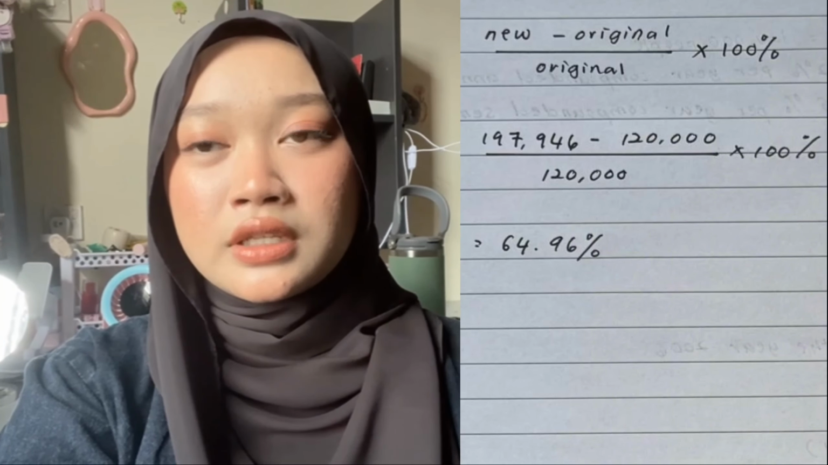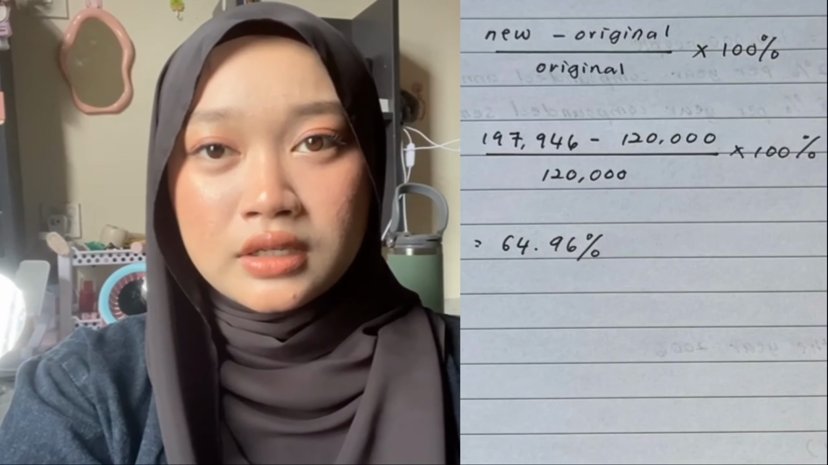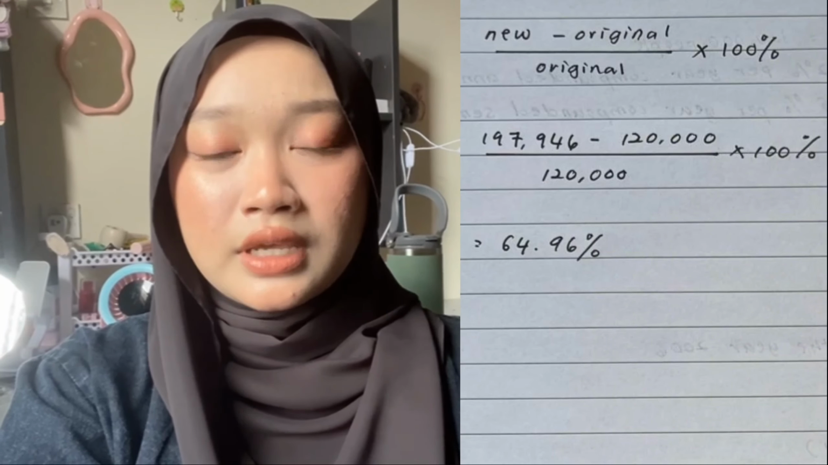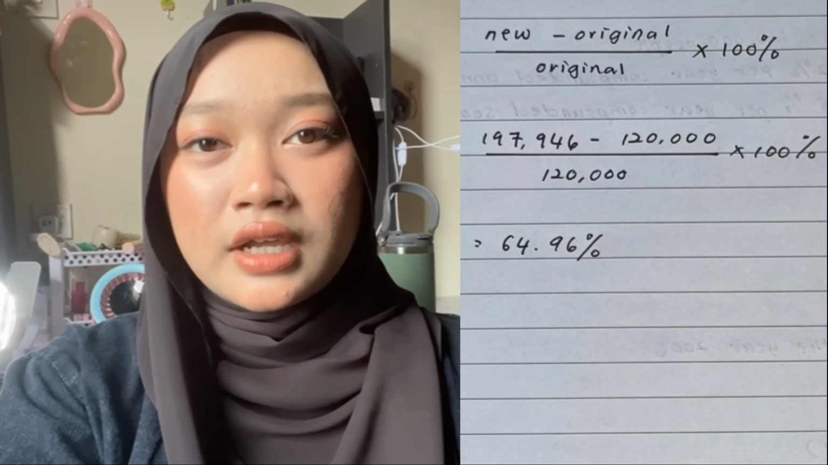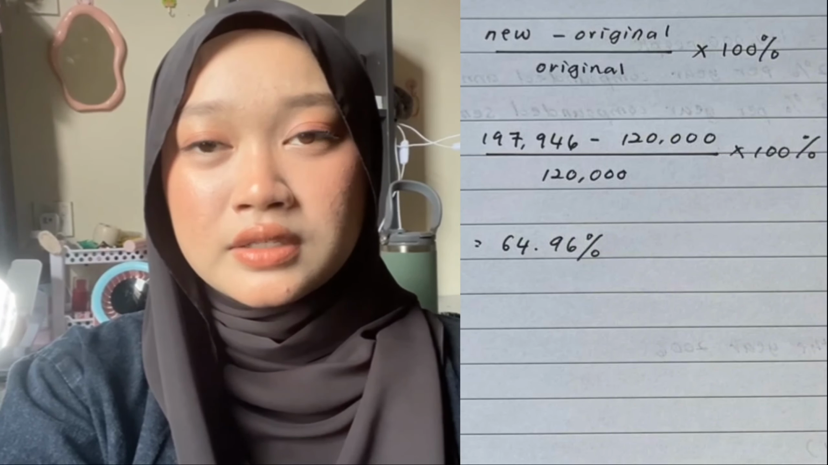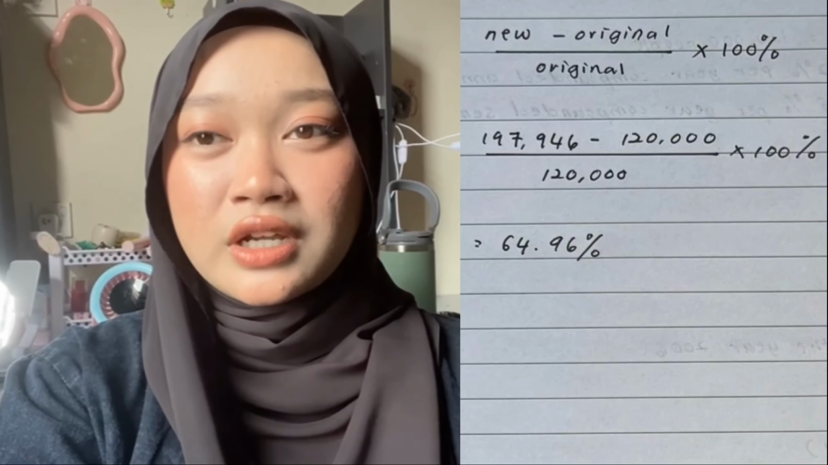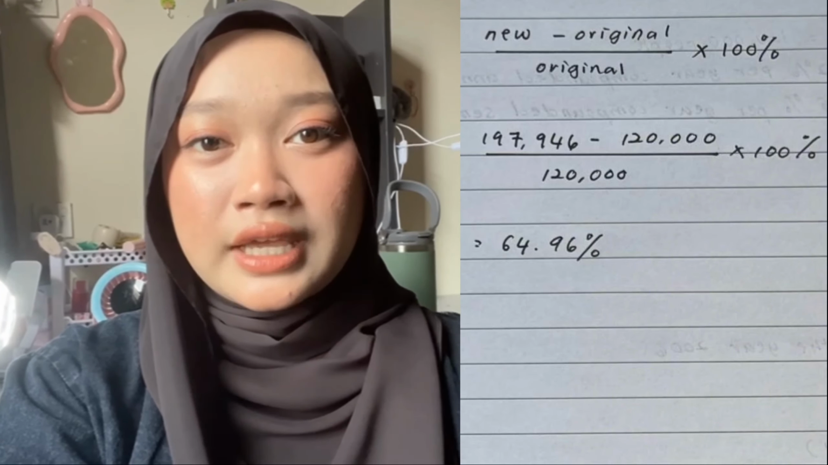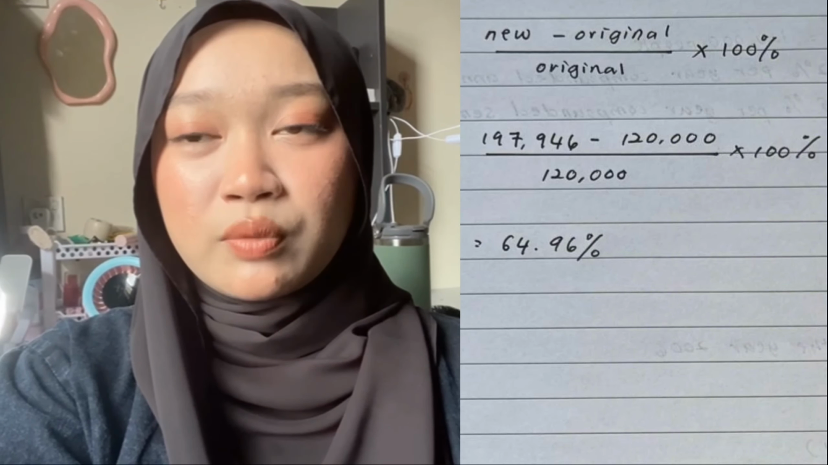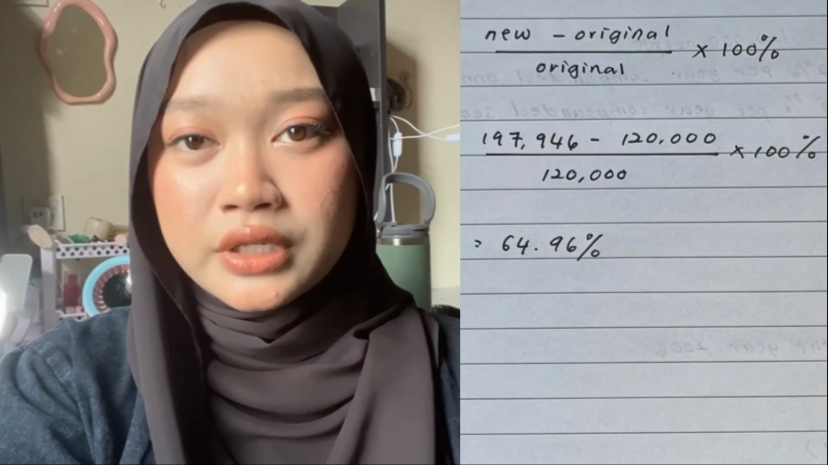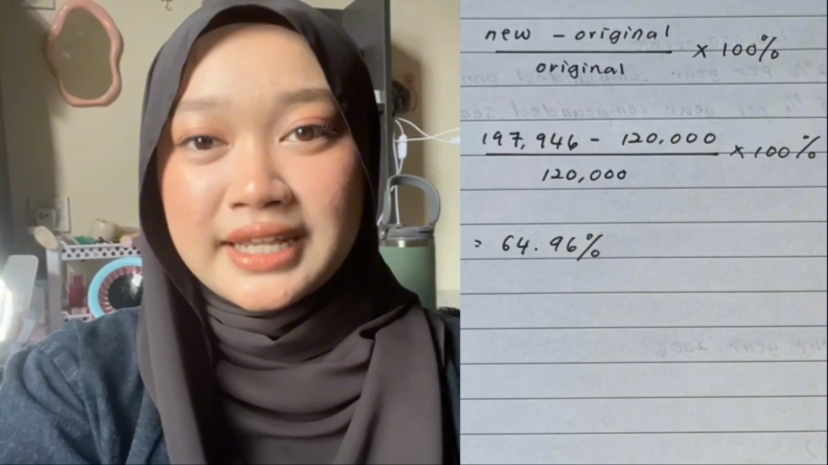For question C, find the total percentage increase from 2000 to 2013. The formula for percentage increase is new minus original per original times 100%. So 197,946 minus 120,000 per 120,000 times 100%. So the total population increase from 2000 to 2013 equals 64.96%.